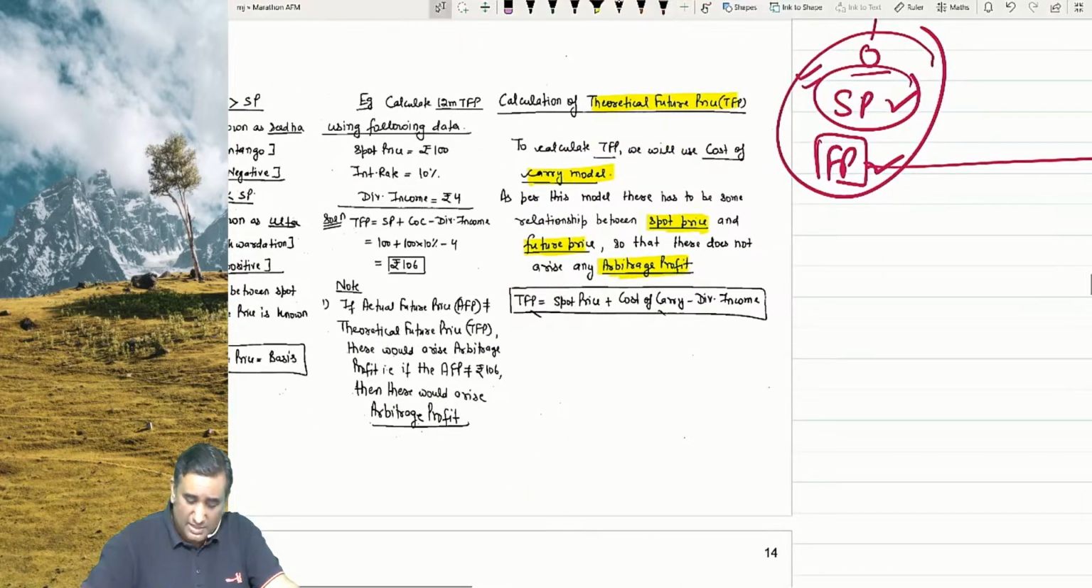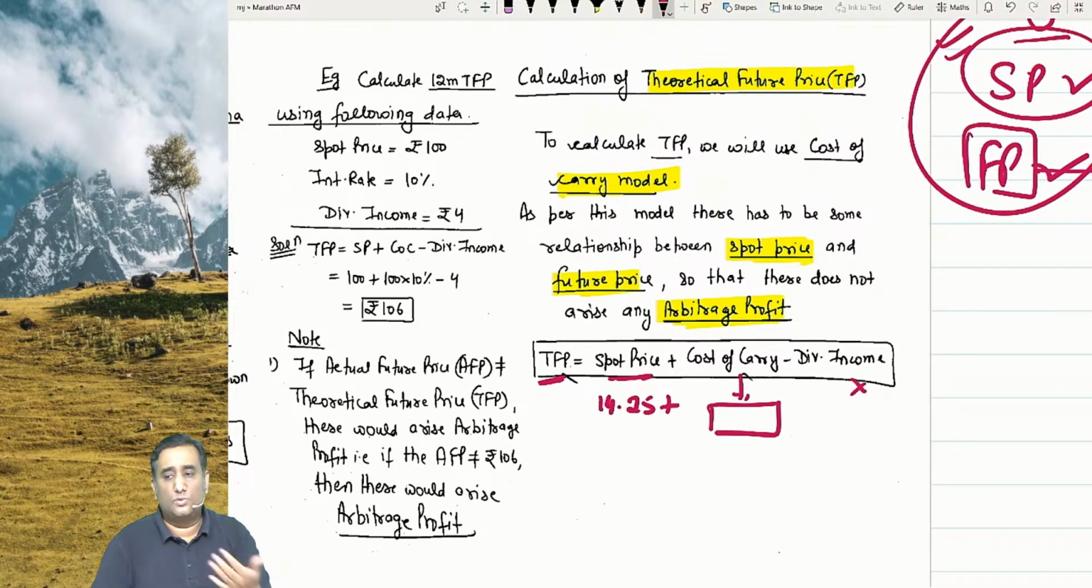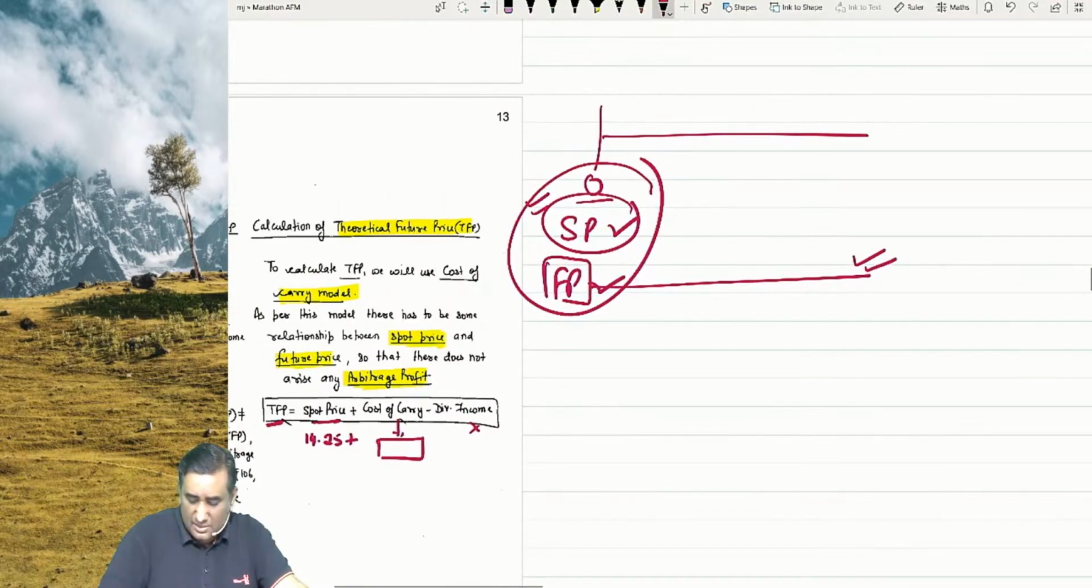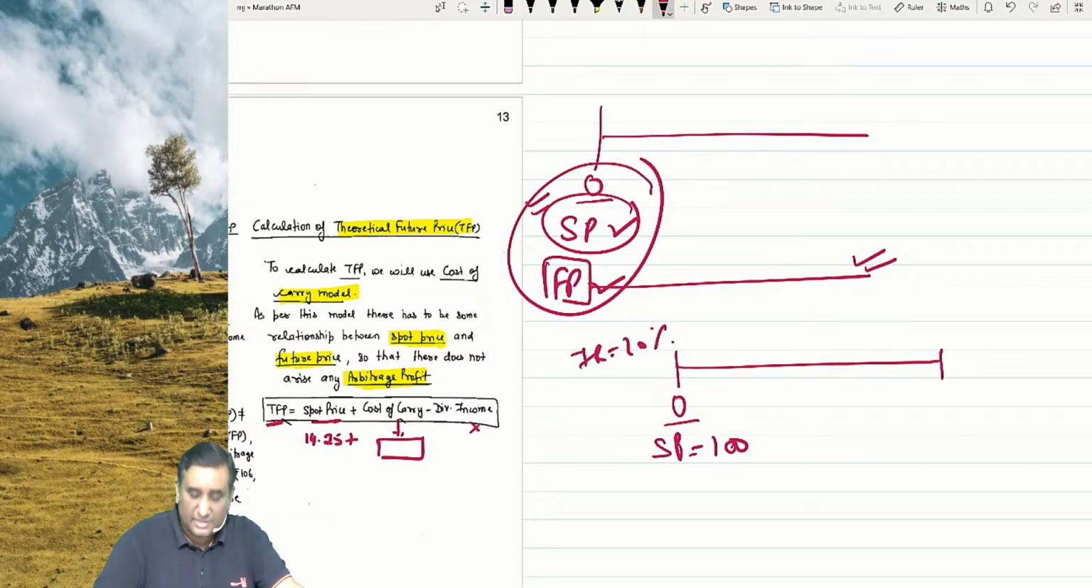And how do we decide, sir? TFP is nothing but the spot price. For example, Idea's spot price was 14.25. Cost of carry is based on the interest rate, and there is no dividend here. In that case there was no dividend, so I have written dividend as minus. The basic purpose of this is, let me take a simple example: I am standing at period 0, let's suppose 100 rupees is the spot price, and the interest rate in the market is 10%.